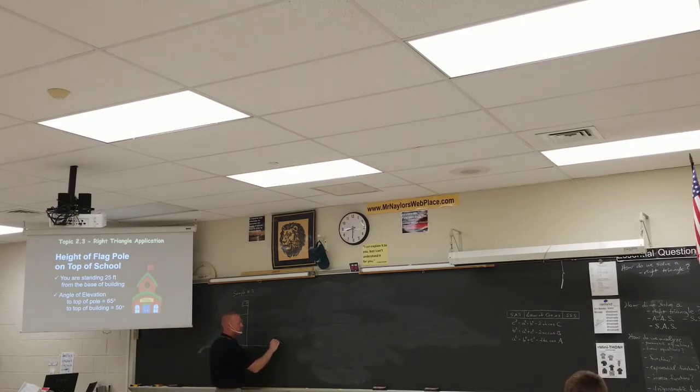Now, it doesn't say anything about height, eye level. Okay, so since it doesn't say anything about eye level, you can simplify this problem to just basically be an eyeball that's on the ground. But it does say that the angle of elevation to the top of the pole is 65. So this big angle right here is 65.